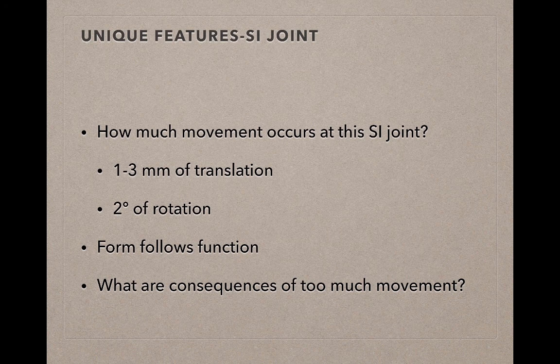So if we stick to our theme of form follows function, then this being the link from the trunk to the lower extremities, it makes a lot of sense that there is very minimal movement allowed, because we can't have any distal mobility without proximal stability. I want you to think to yourself, what would be the consequences of too much movement? What if this SI joint was as freely movable as some of your other synovial joints? What would that mean to your function?